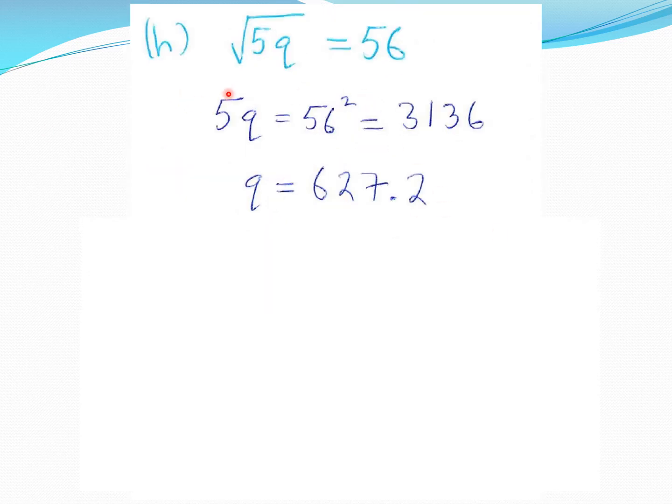Part H, the square root of 5Q. So it's the square root of both 5 times Q. So 5Q is under the square root sign, equals 56. Square both sides. 5Q equals 56 squared equals 3,136. And then we divide both sides by 5. Q equals 3136 divided by 5, Q equals 627.2.